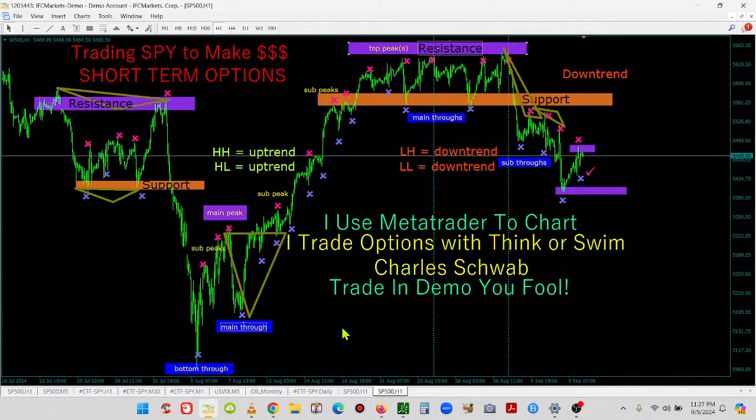It is not a game, but it is a game if you trade in demo. In demo, you fool. Trade in demo. Okay? I personally would favor short right here just by looking at all this. But I would not trade right now because if there was a trade to be conducted, it is not now.